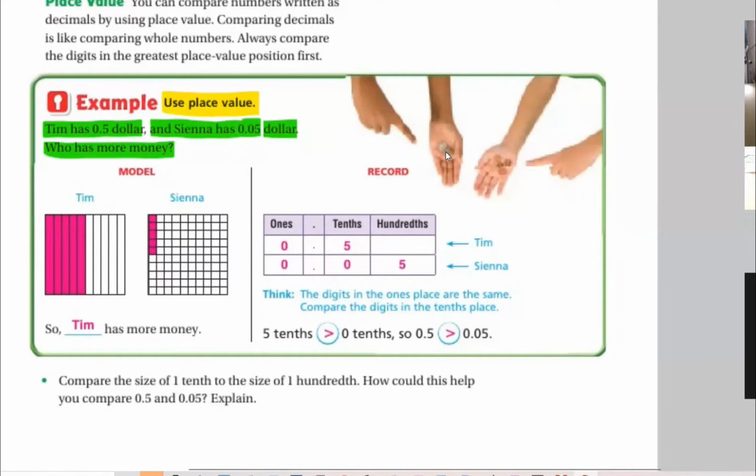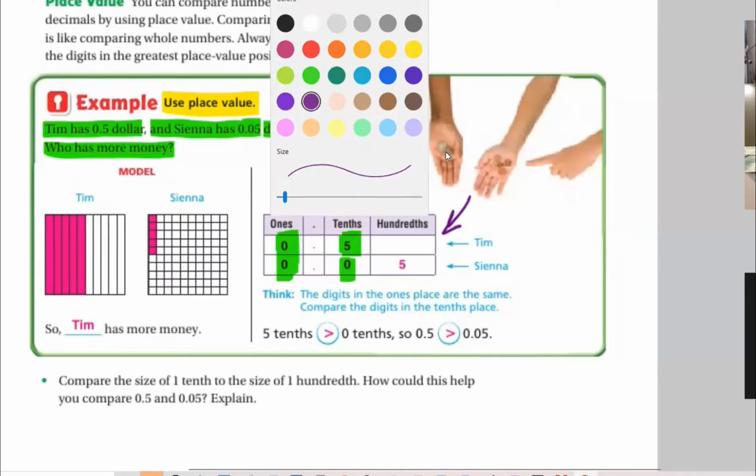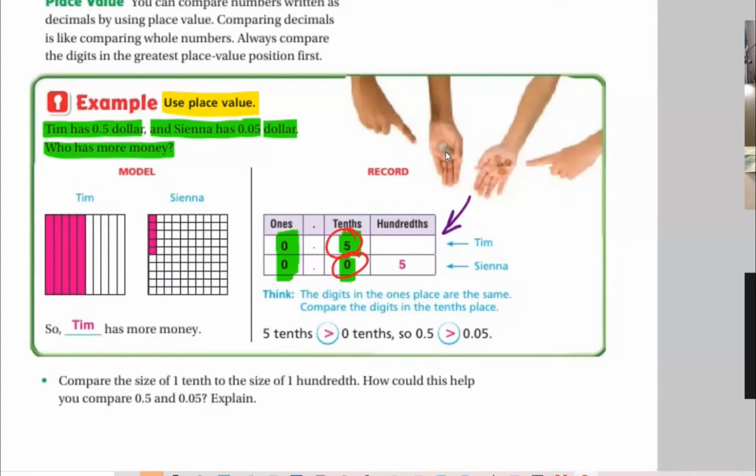By using the place value chart, you'll find 0 in the ones place, so they are equal, and 5 and 0 in the tenths place. So we can say 5 is greater than 0. So 5/10 is greater than 0/10. So in this case, 0.5 is greater than 0.05. Write this and then we're going to move to the next example.